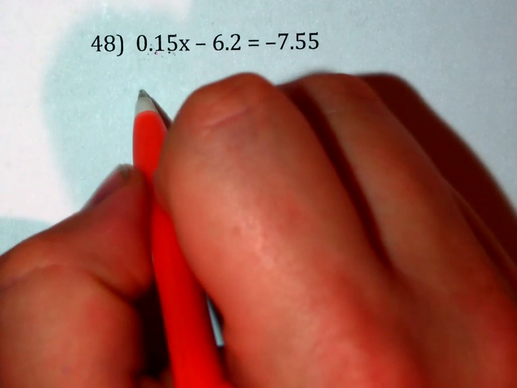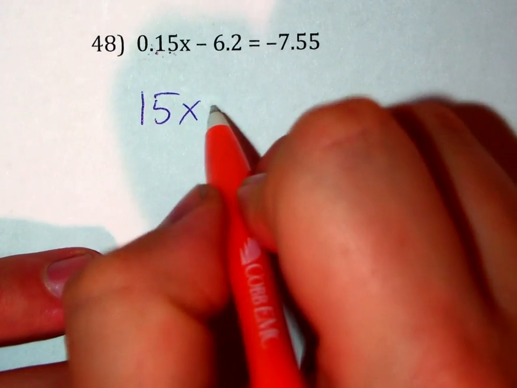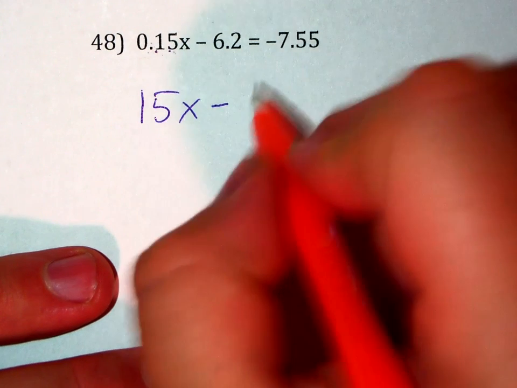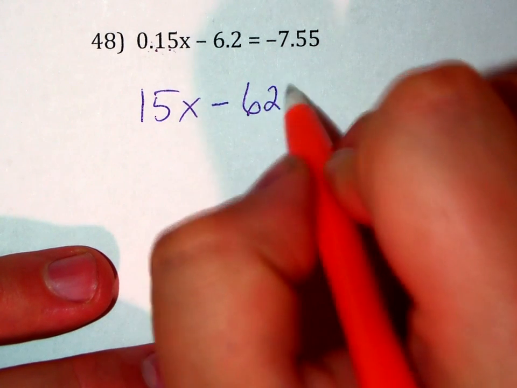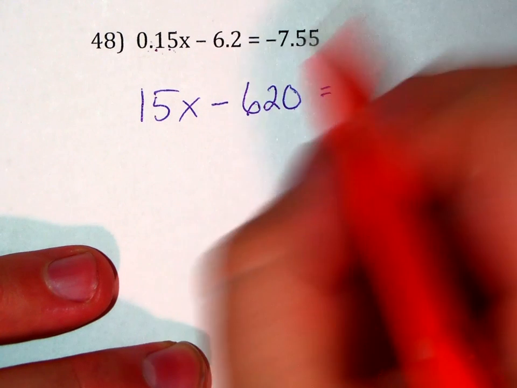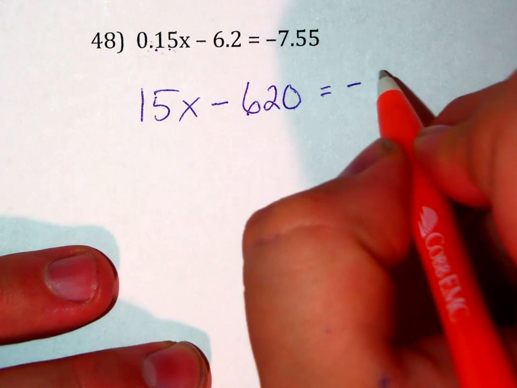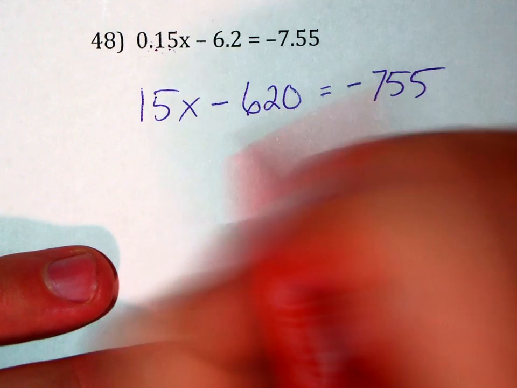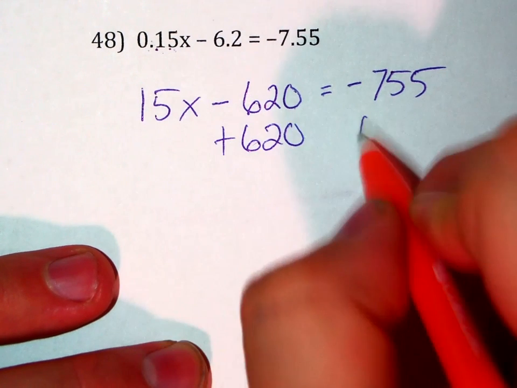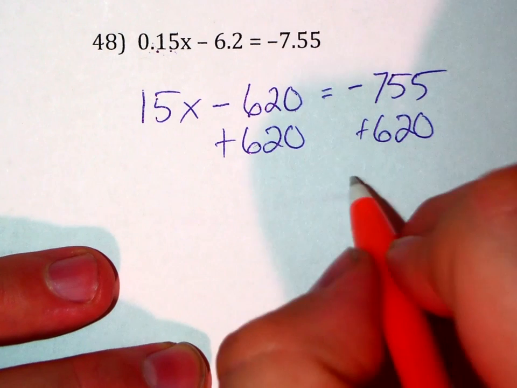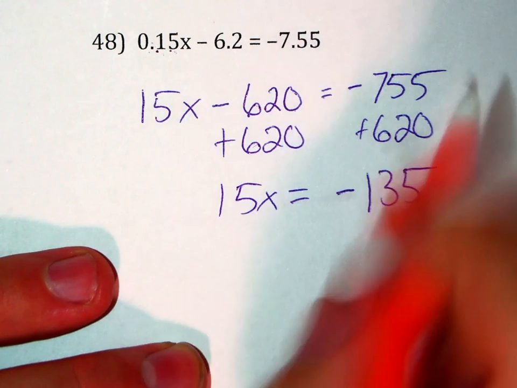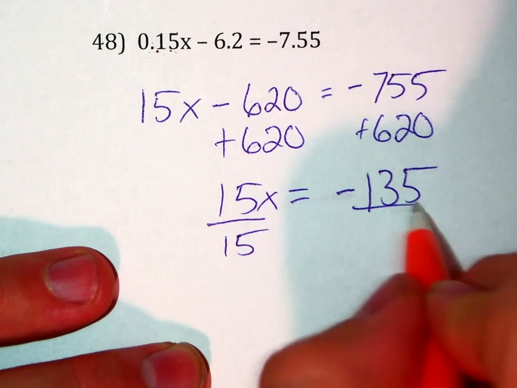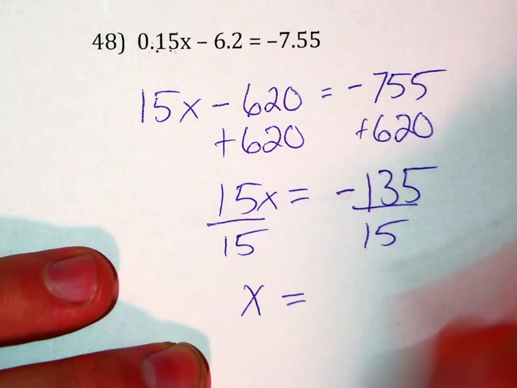0.15 times 100 would give me 15x minus 6.2 times 100 would give me 620 equals negative 7.55 would be negative 755. Add 620 to both sides, and that will give me negative 135 equals 15x. Divide both sides by 15, and x equals negative 9.